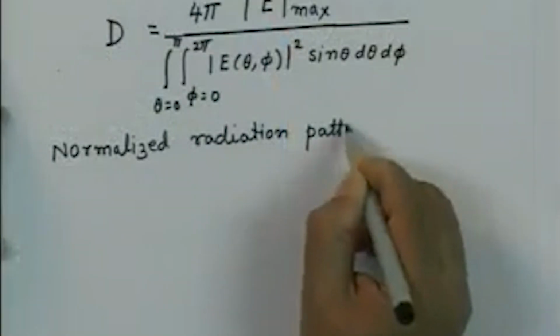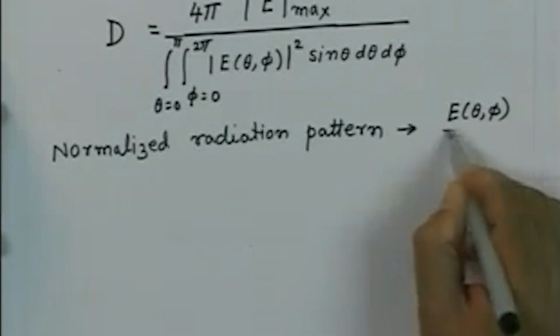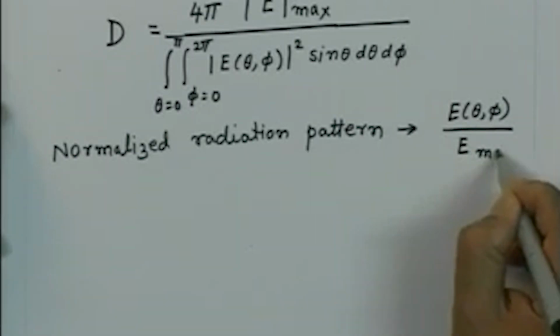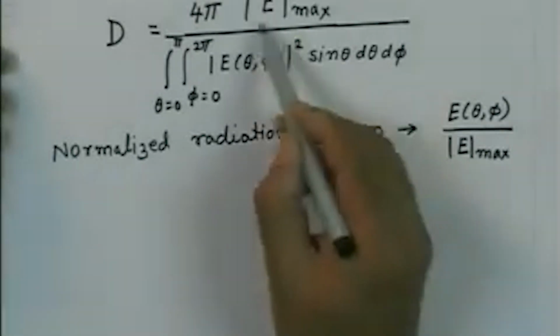In fact, since again we are going to take the ratio of these quantities, even the absolute value of the electric field does not matter. So, even if we take a normalized radiation pattern with the maximum electric field equal to unity, that means E max by definition is unity, the directivity D will not get affected, because whatever the constant is, it will get cancelled. So, generally for directivity calculation, you can define what is called the normalized radiation pattern, which is defined by E(theta, phi) divided by mod E maximum. Then by definition this quantity is unity.